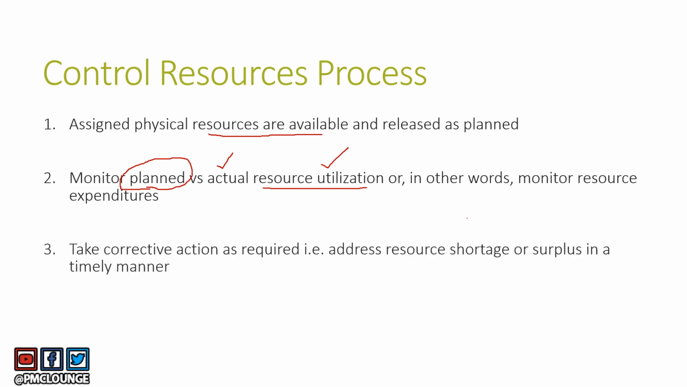And finally, take corrective action as required. That is, if there is resource shortage, right? And just like in the previous point, if you have a resource for 100 hours and you see that you have already used it for 80 hours, are you seeing a resource shortage here? Or is all of your work done and you have 20 hours of surplus of this resource, right? So these are the three things that you take care of in the control resources process.